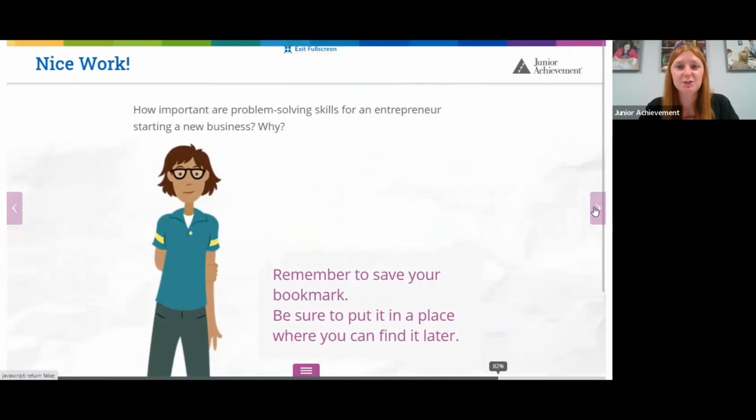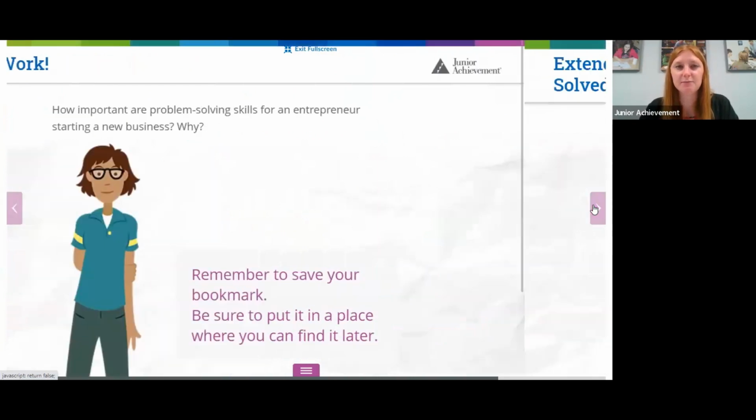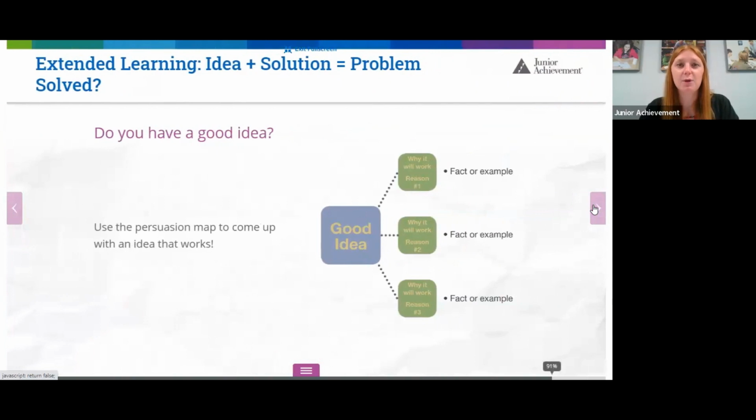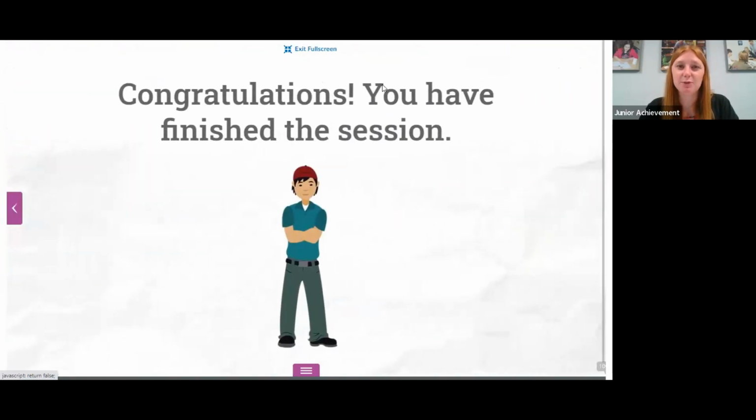Once you're done with that, you're just going to wrap up the lesson and really ask the students what key points they're taking away from the lesson. If you have time, there's always the extended learning opportunities at the end that you can showcase.